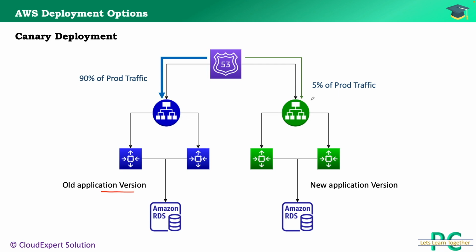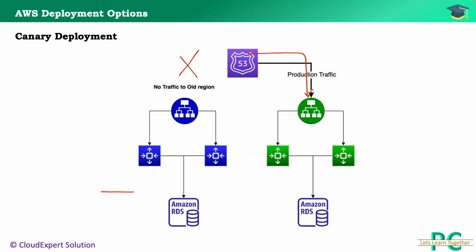Now, once you find that your green environment is working absolutely perfectly, there is no flaw, then you will perform a DNS switch and you will cut the traffic from this old environment and all your traffic will be navigated to your green environment. And the diagram will look like this. There is no traffic to the old environment and all traffic will come to the production environment region, or your green environment will be your new production region.